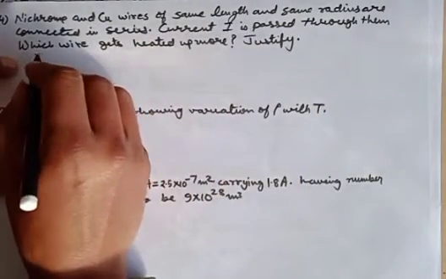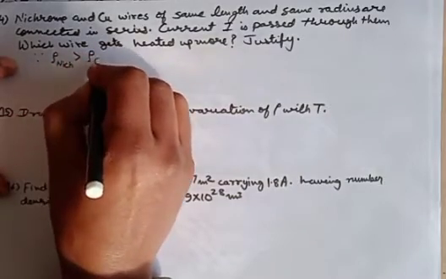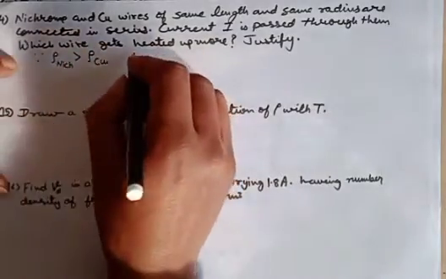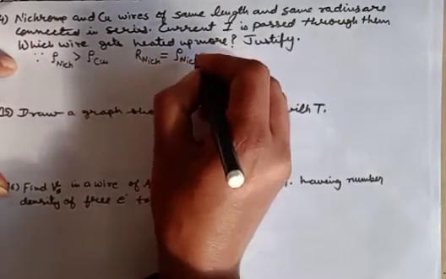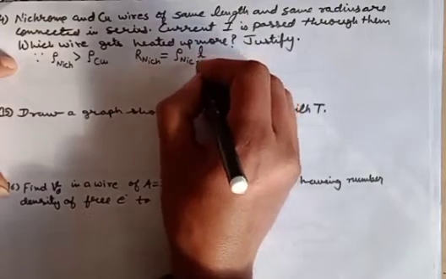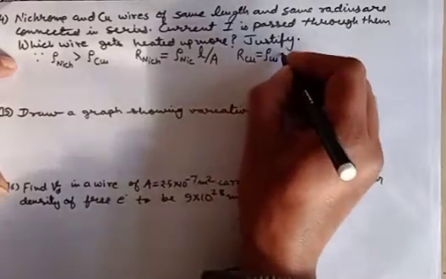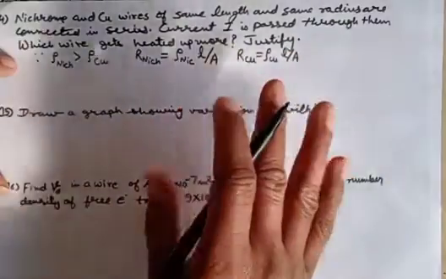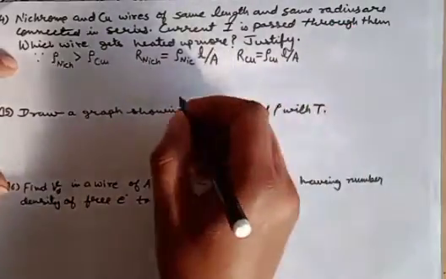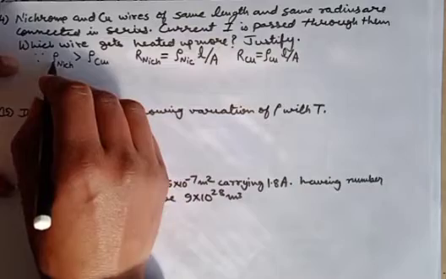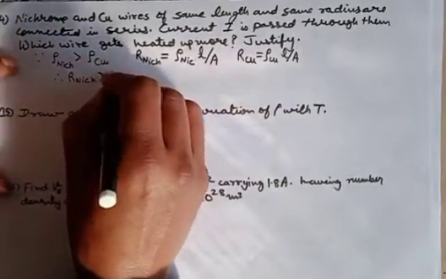Since resistivity of nichrome is greater than resistivity of copper, resistance for nichrome will be equal to rho nichrome L upon A, and resistance for copper is rho copper L upon A. Length and area of cross section are same because radius is same, so area is same. It means that since resistivity of nichrome is greater than copper, resistance of nichrome is greater than resistance of copper.